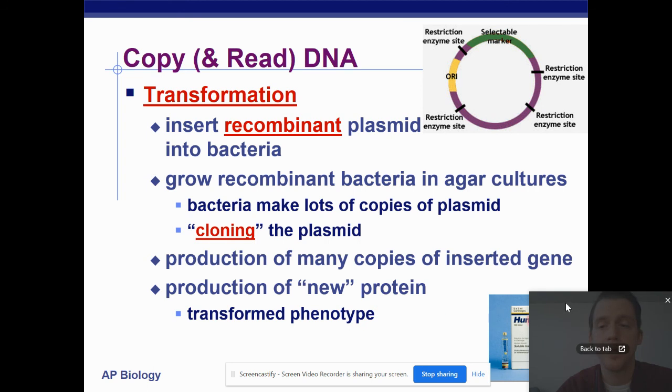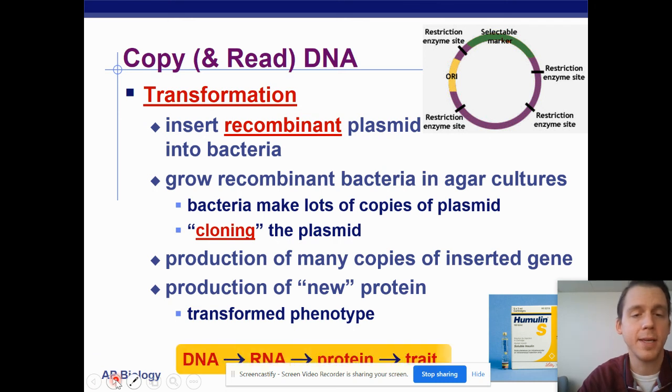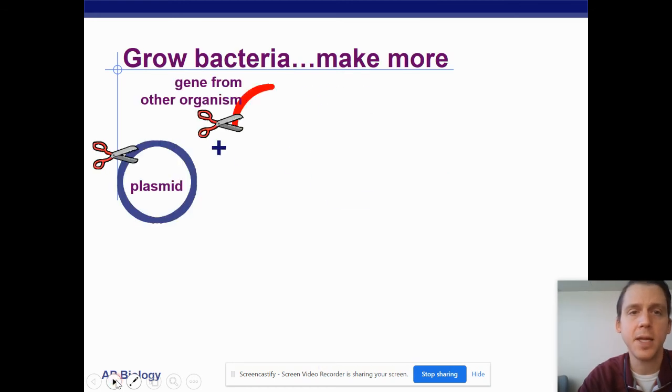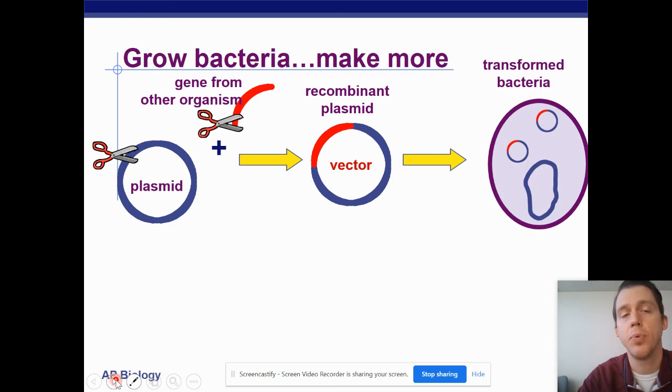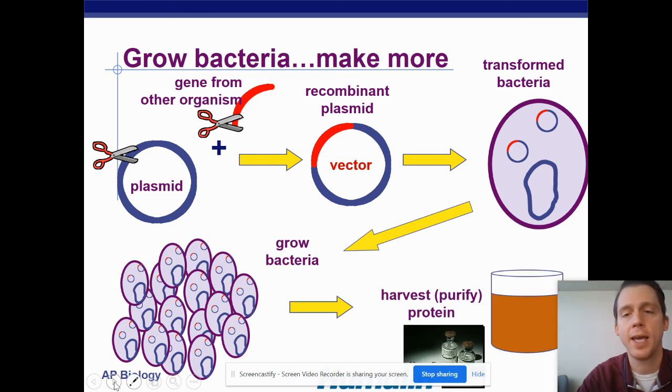In this case, you can see off to the side, it's a form of insulin. So we've basically made the bacteria do what we want by genetically engineering it. Again, cut out the plasmid, cut out the gene, put it in the plasmid, transform the bacteria. The bacteria will grow, and then we can harvest the insulin that the bacteria then make.